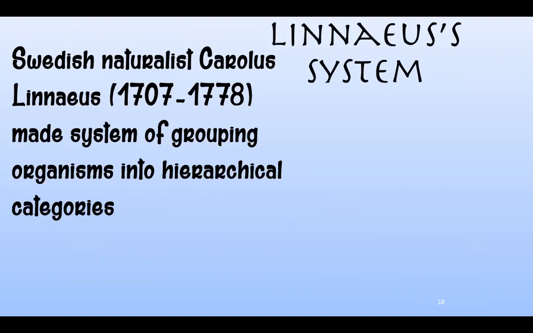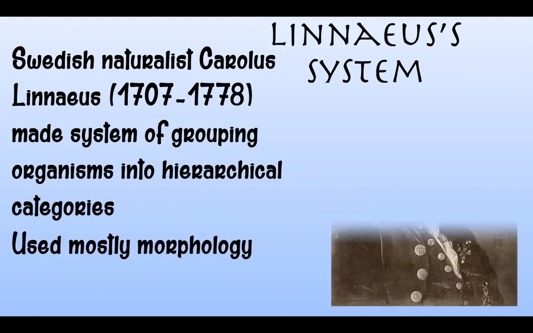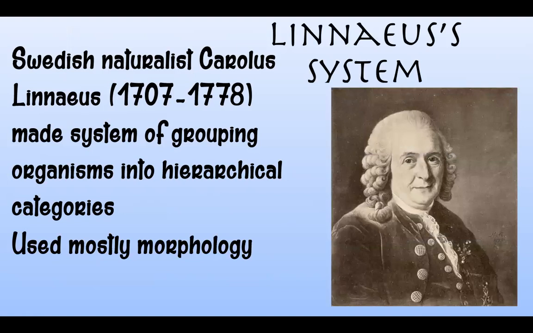In the 1700s, the Swedish naturalist Carolus Linnaeus made a system of grouping organisms into hierarchical categories. What hierarchical means is that you start with a broad overall group, and then as you move down, you narrow down into more and more specific levels. At the time, we didn't have a lot of technology, obviously, so they relied mostly on morphology, or the structure of the organism.